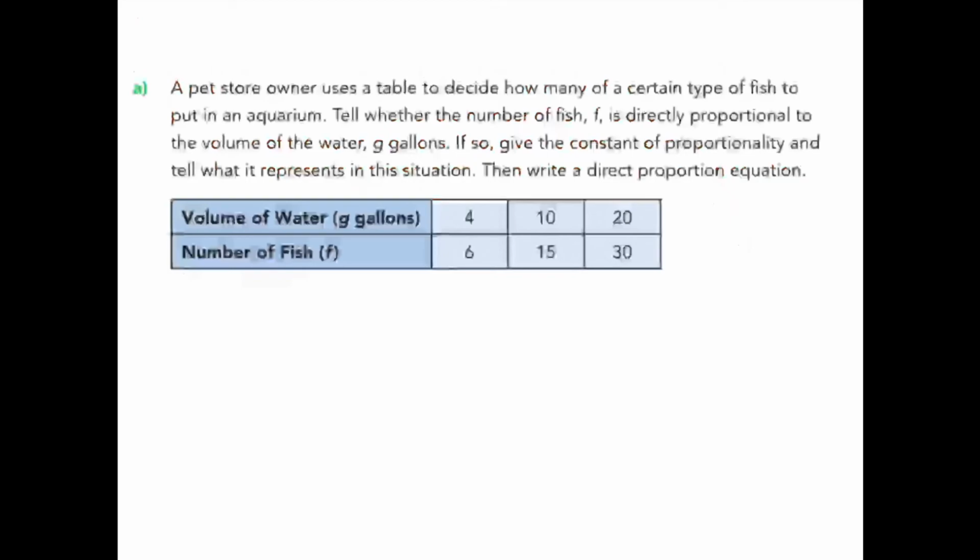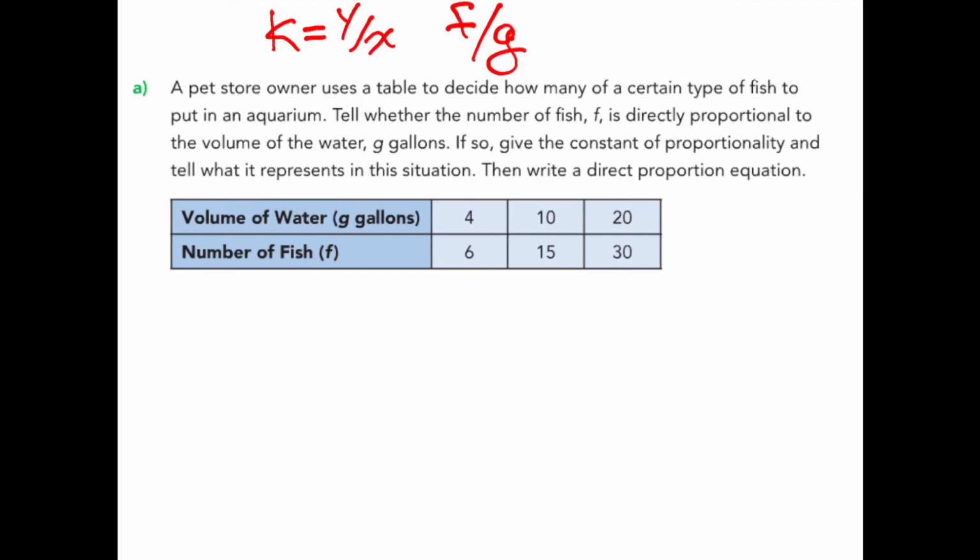Okay? So the first thing that we've got to do, we've got to figure out if this represents a direct proportion. So I'm going to remind myself that to be a direct proportion, I need to have a k value that's y divided by x that's the same across the entire table. It's saying if the number of fish F is directly proportional to the volume of water G. So that's like saying F is to G. So F is my y value and G is my x value.